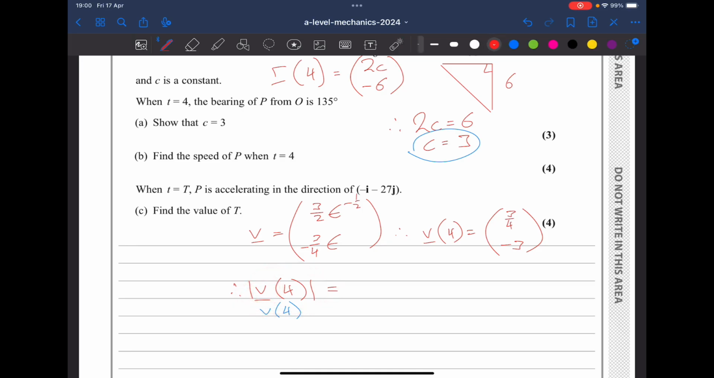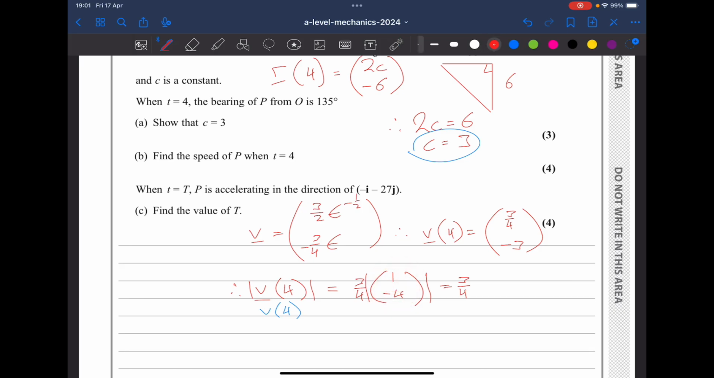So what happens when we do that? This is 3/4 and 3. You could do some things like factorize numbers out if you wanted to. Probably worth doing, actually. If we factor out 3 over 4, what do we have? Well, we're going to have 1 and minus 4. So we still want the magnitude of those bits. But the 3/4 coming out, that just stays by itself. So it's 3/4 of 1 squared and 4 squared.